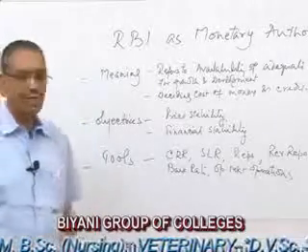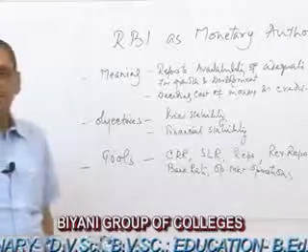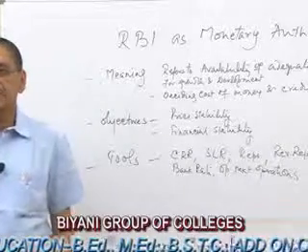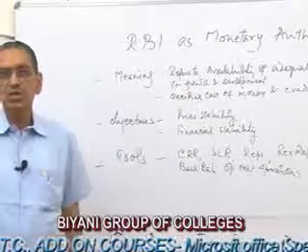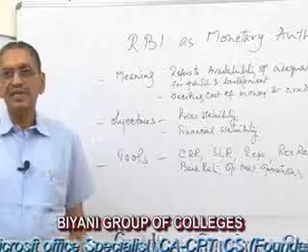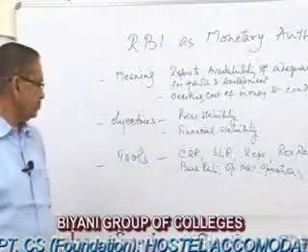Now, the key objectives of this monetary policy, as you may see on the board, are two: price stability. Price stability means, you might have heard the word inflation. The main purpose of RBI's monetary policy is to control inflation and also ensure stability in the entire financial structure, the entire financial system in the country.